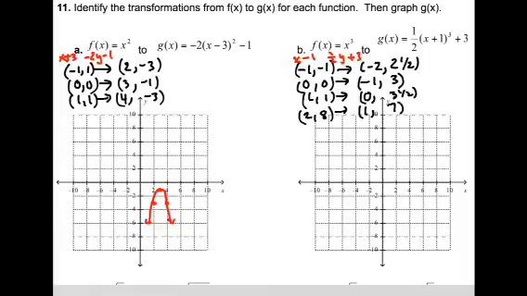Okay, so now we're going to plot the points. So -2, 2.5, about here. -1, 3. About here. 0, 3.5. About here. And then 1, 7. So it goes something like this.